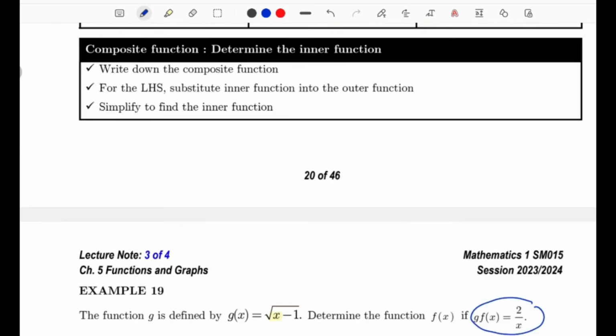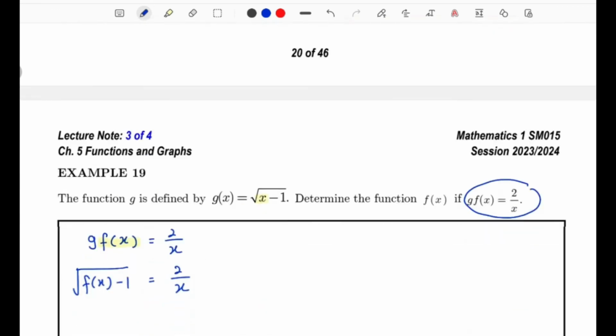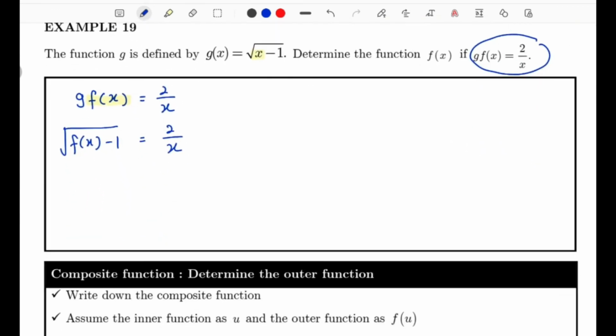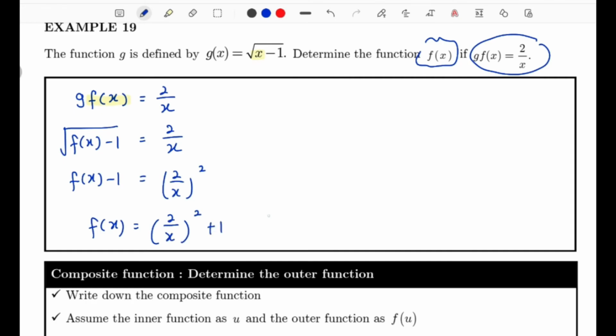And then the third step is to simplify to find the inner function. Since we need to find f(x), rearrange until we have f(x) as the subject. So square both sides: f(x) minus 1 equals 2 over x squared. And then simplify: f(x) equals 4 over x squared plus 1.